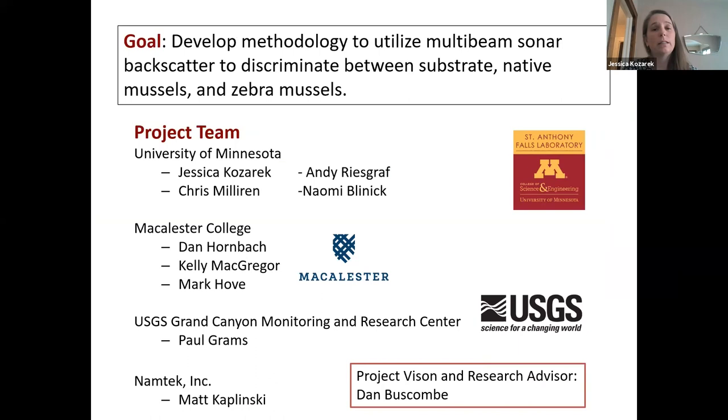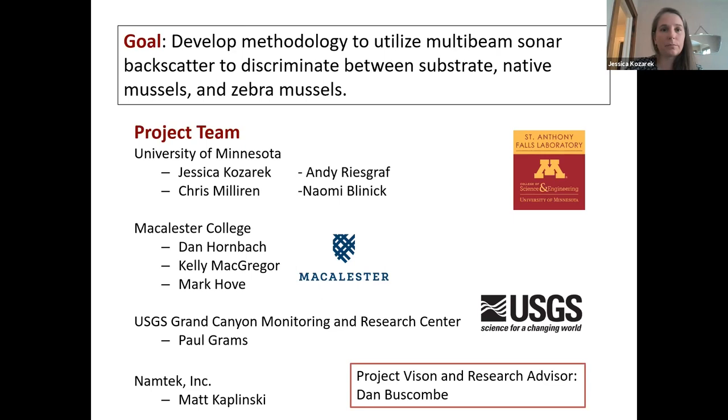And this is a collaborative research project between researchers at the University of Minnesota. So myself, Chris Millerin, Andy Riesgraf, who's here on the call today, Naomi Blinnick, one of our dive team, as well as Macalester College, so Dan Hornbach and Kelly McGregor and Mark Hovey, multibeam sonar experts from USGS Grand Canyon Monitoring and Research Center, Paul Grams, an independent contractor, Matt Kaplinski, who should also be joining us on the call today to help answer any technical related questions. And I need to acknowledge the project vision and advice of our previous collaborator, Dan Buscombe, who has since moved on to a new position.